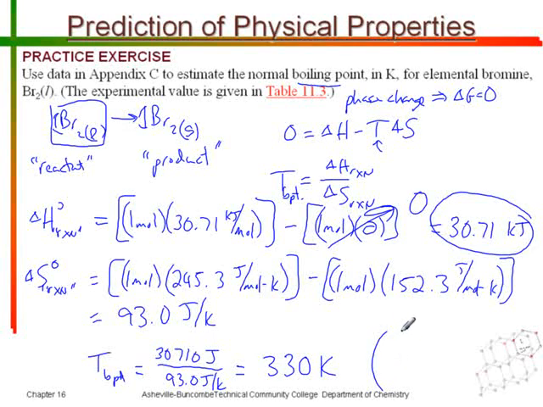I can't remember what page number it is, but in table 11.3, the book is telling us the experimental value is 332 Kelvin, which is in agreement. So again, we don't have to go in and experimentally measure the boiling point. We can calculate it. Again, that's one of the powers of thermodynamics, if you will. It allows you to calculate things without actually having to go through that process experimentally.